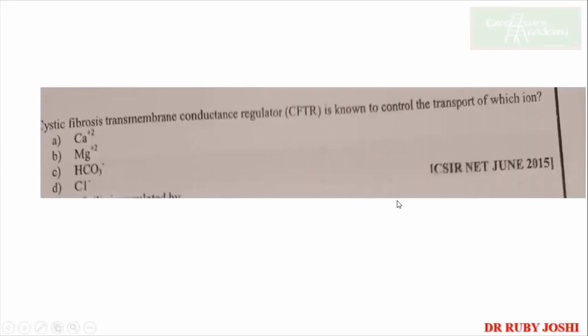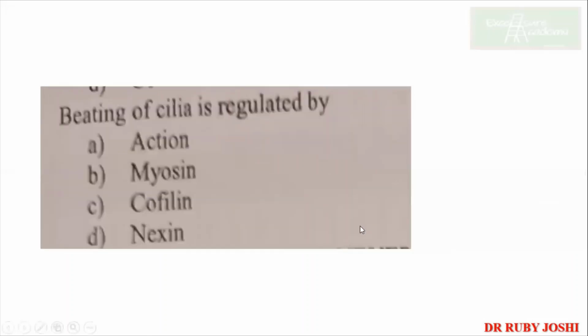The first question is, cystic fibrosis transmembrane conductance regulator is known to control the transport of which ion? Chloride. Very good, chloride ion. Next question. The beating of cilia is regulated by, this is not action, this is actin. Actin, myosin, cofilin, nexin. So what is the answer? Actin. Actin, very good.